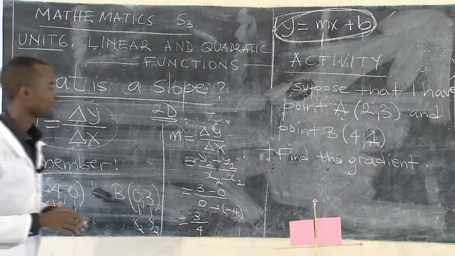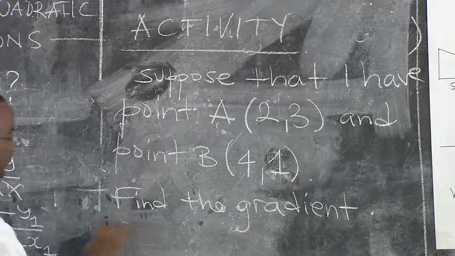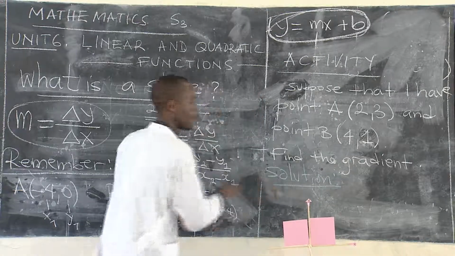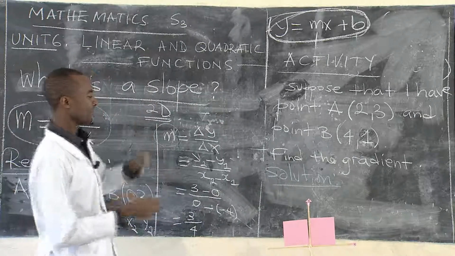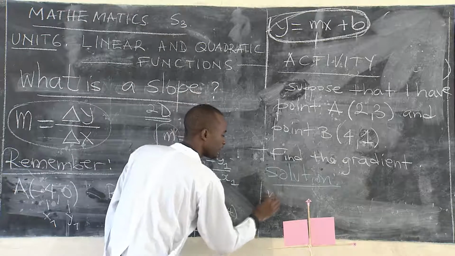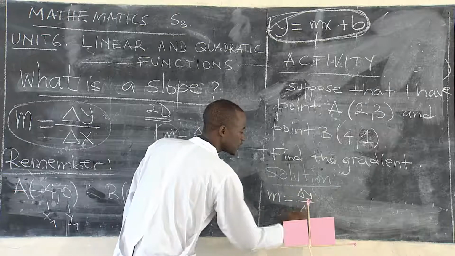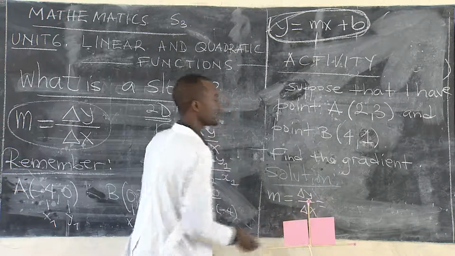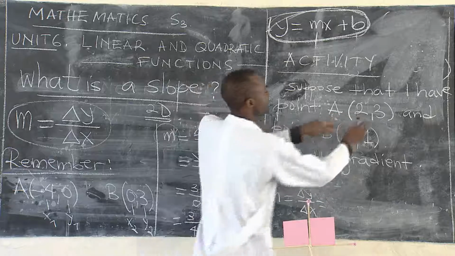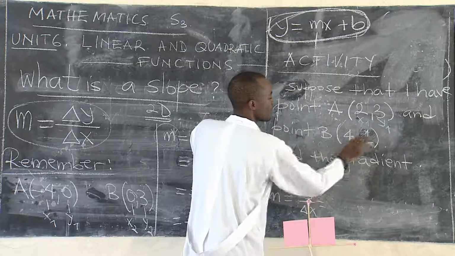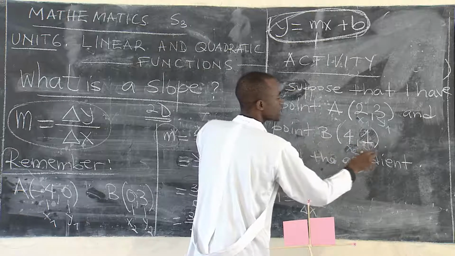Thank you. Let's do it together. As a solution. Remember, when you are looking for the gradients, you need to look at the change in y over change in x. This is x1, and this is y1. This is x2, and this is y2.